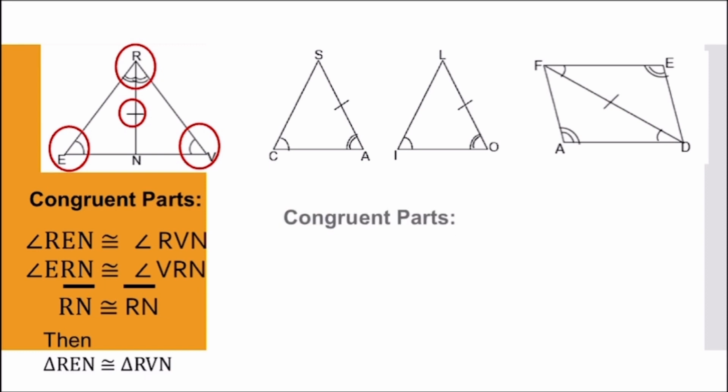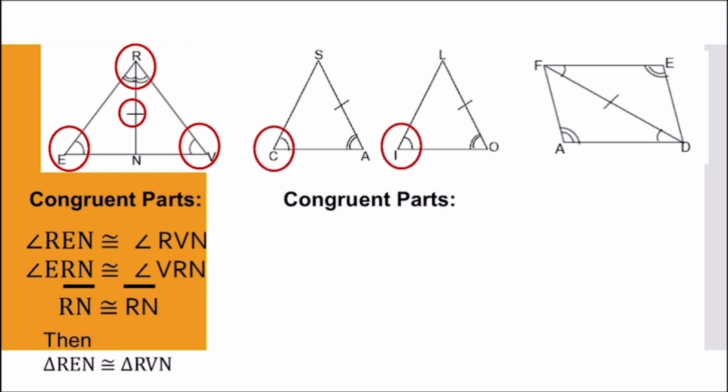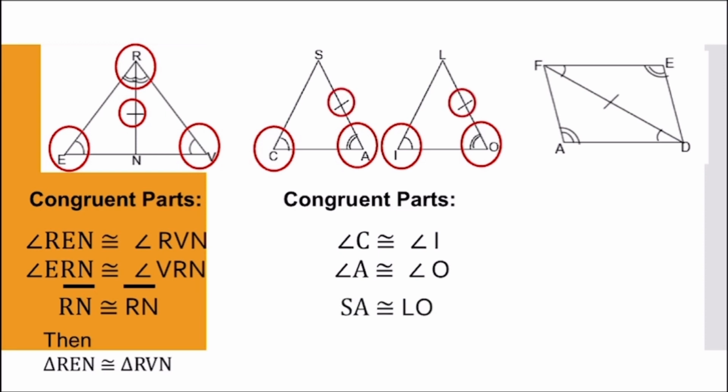For our second figure, let's identify the congruent parts. Angle C is congruent to angle I, which is our first pair of congruent angle. We have angle A is congruent to angle O, which is our second pair of congruent angle. And we have line segment SA is congruent to line segment LO, which is our pair of non-included side. Then, triangle SAC is congruent to triangle LOI.